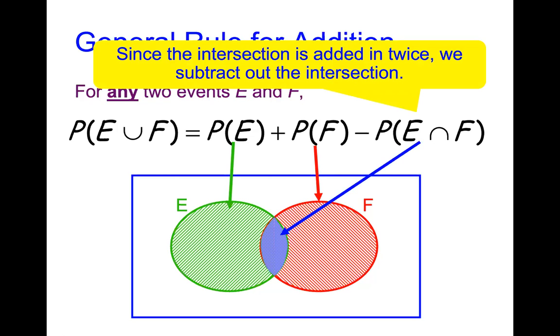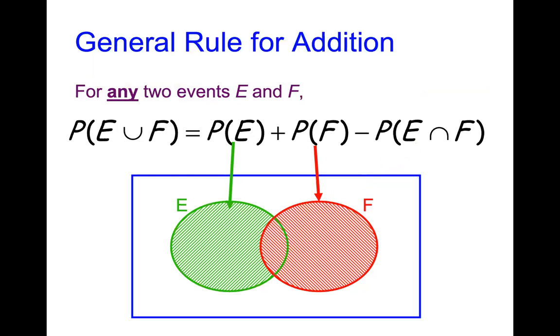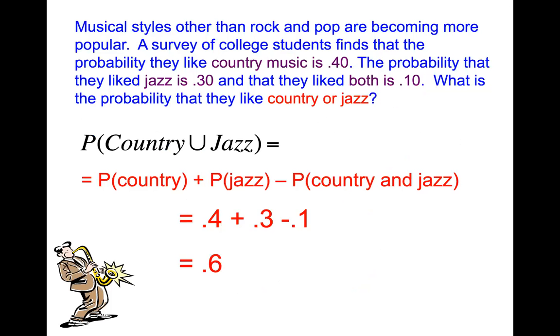And if it's mutually exclusive, do we have to subtract that out? No, if it's mutually exclusive, there is no intersection. You have two separate circles. You can still use this formula for mutually exclusive. It's just that the probability of E and F is 0 if they're mutually exclusive. Oh yeah, I remember now.